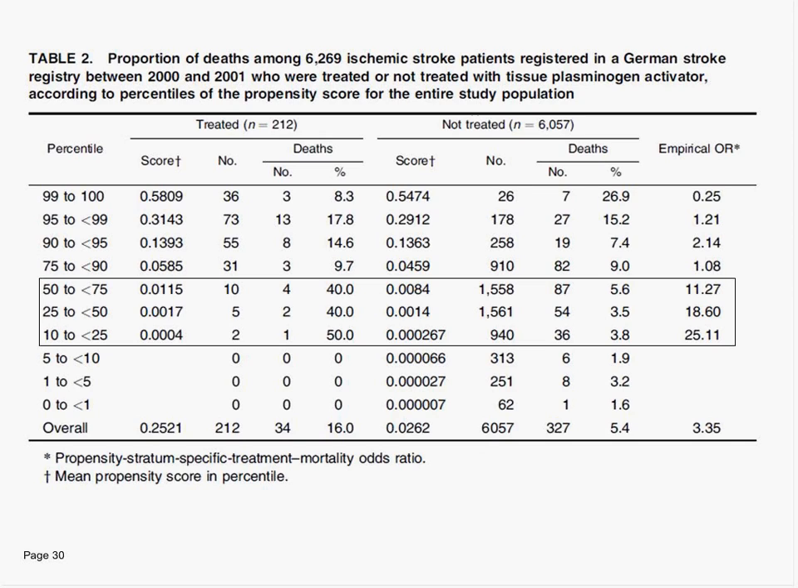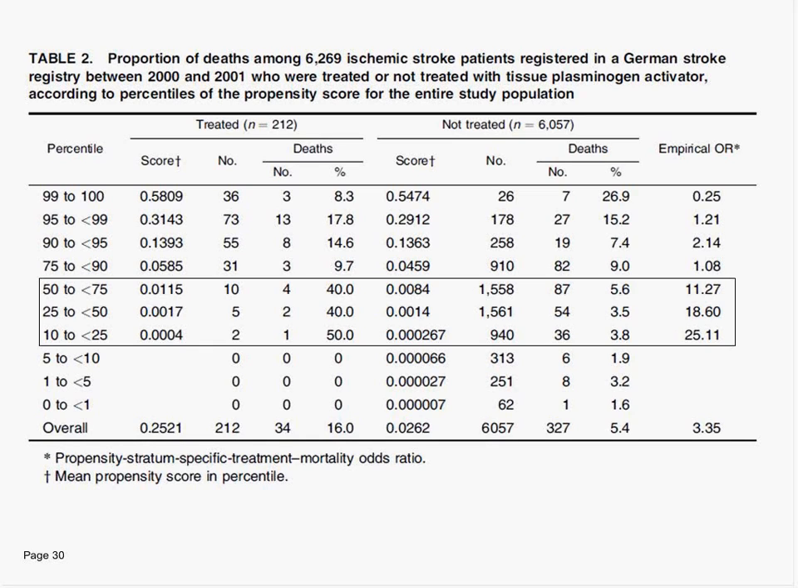The important part is what we have boxed here. These are people who had the lowest range of the propensity score but still received TPA. The small number of them, only 17. And look at the deaths. There were many deaths among the 17 patients. So the death percentage, the percent of people who died, was either 40% or 50%, depending on which percentile you're looking at. Whereas in all other strata of the propensity scores above that, the percent of mortality is considerably lower: 8%, 17%, 14%, 9%.